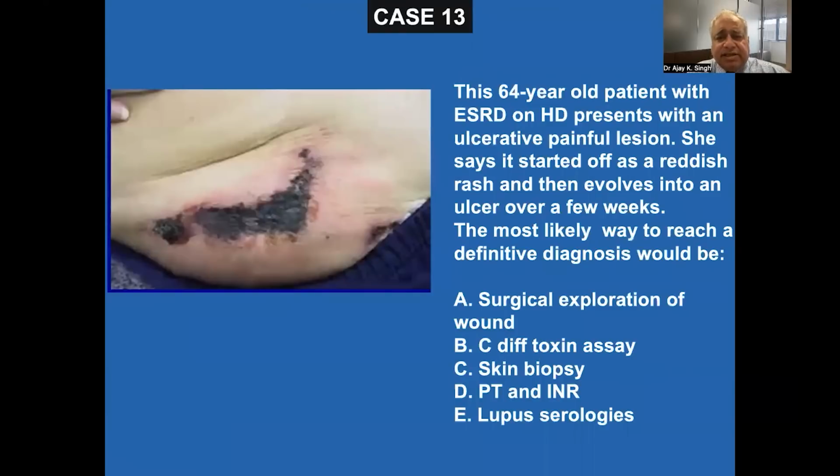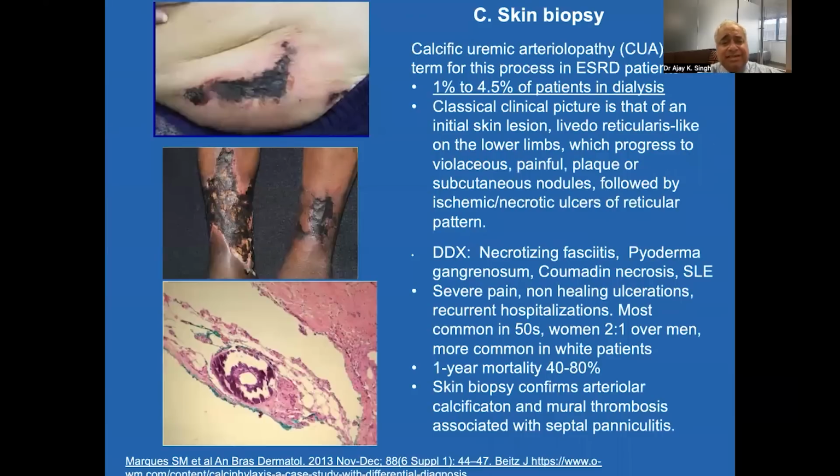Moving to case 13, this is a 64-year-old patient with end-stage renal disease on hemodialysis who presents with ulcerated, painful lesions shown here. She says it started off as a reddish rash and then evolved into an ulcer over a few weeks. So the most likely way to reach a definitive diagnosis would be A, surgical exploration of the wound, B, a C. diff toxin assay, C, a skin biopsy, D, PT and INR, so hematological evaluation of coagulation, and E, lupus serologies. And the correct answer is C, skin biopsy.